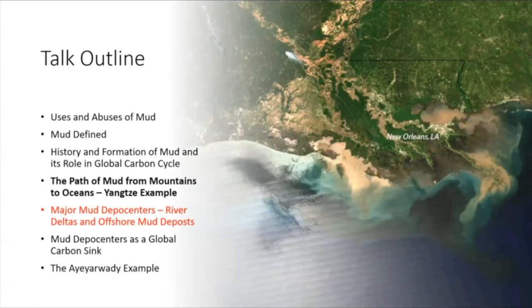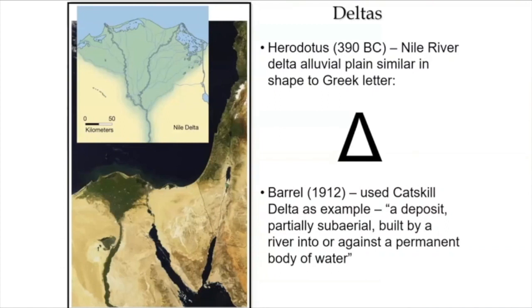And so what I want to switch to now is to talk about this important depocenter, or this important area where mud is dumped from the rivers. And these are river deltas, and they're offshore mud deposits. So river deltas, like rivers in general, are great areas for development. There's almost 500 million people living on river deltas around the world. It's a relatively small area, but a lot of people living there. And it's thought that deltas are really the cradle of human civilization.